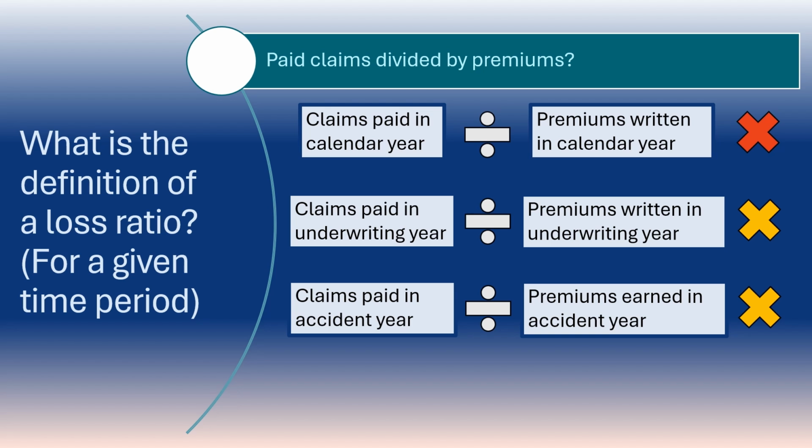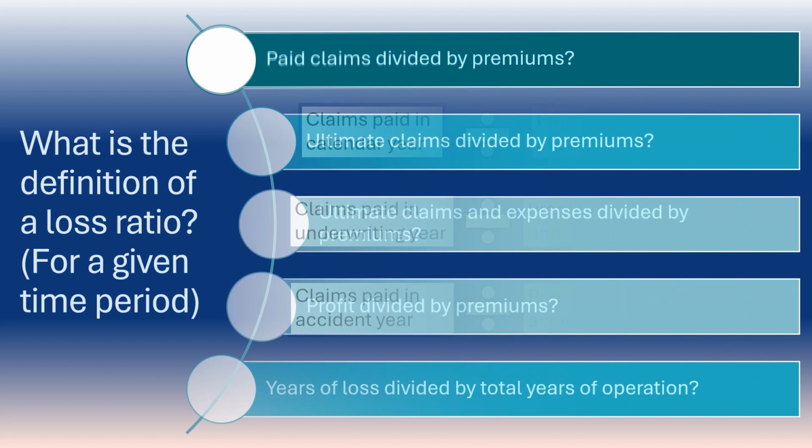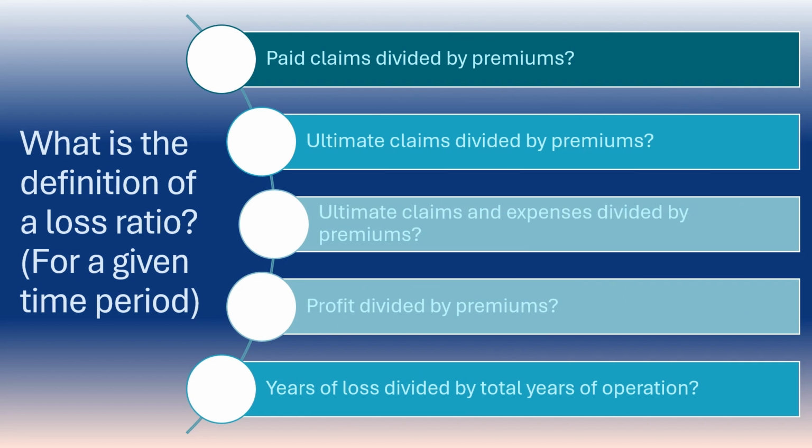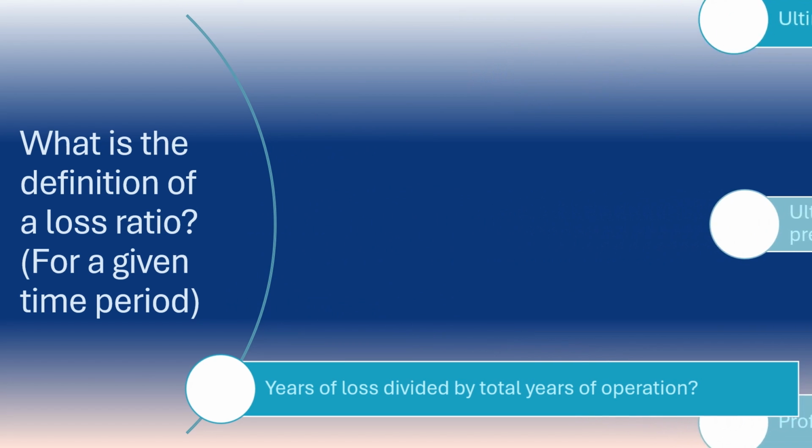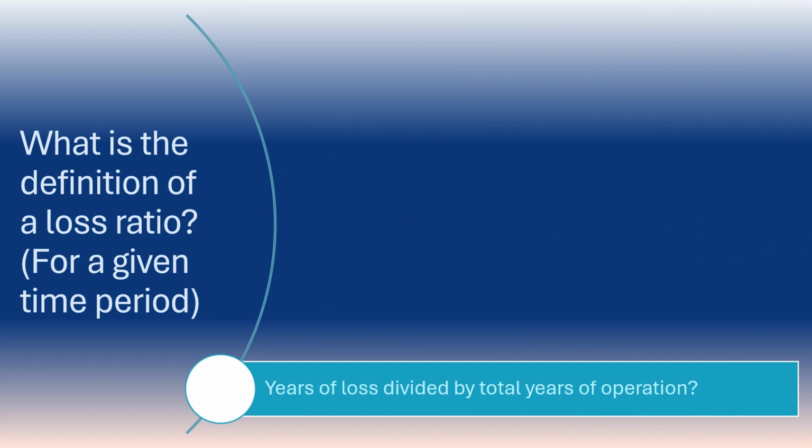Let's go back to our 5 options. Which do you think is correct now? Is it years of loss divided by total years of operation? Frankly, no. Despite including loss in the calculation, this is not a standard metric calculated in insurance.